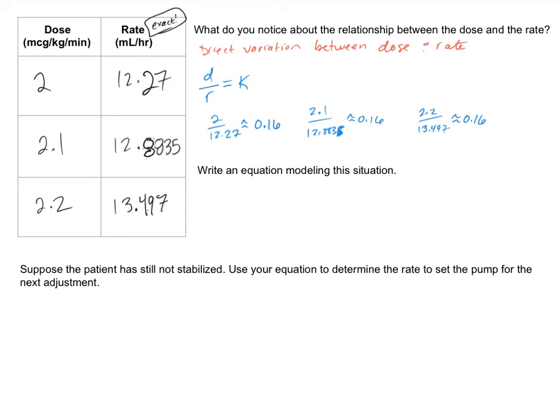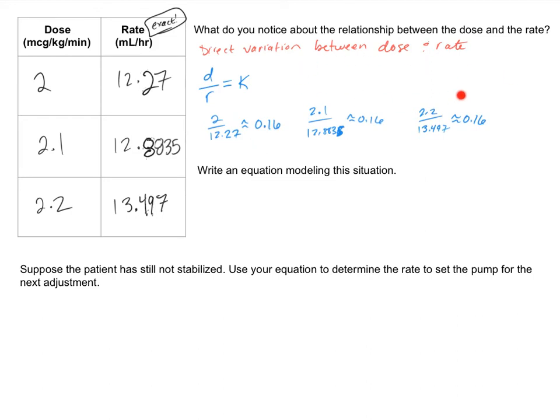This is confirming that there's a direct variation, and that we are seeing the same constant of variation between these two. That should make sense. When we started with the dose and multiplied by all those conversion factors, we were getting the rate.